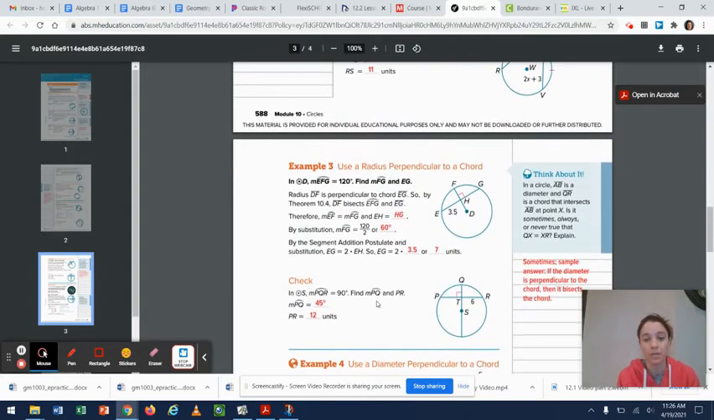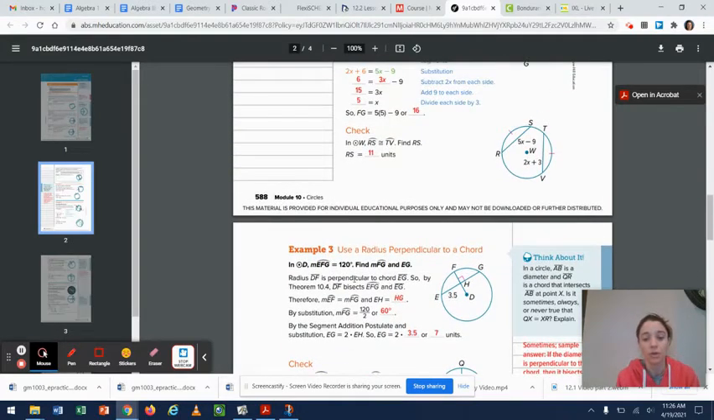All right, in example 3, it says that you have a circle with EFG equal to 120. And we have to find the measure of arc FG and also the chord EG. Well, remember that if this is a perpendicular bisector, it will bisect this arc. So two things happen. I will know that this chord is being bisected, so H to G is also 3.5. I will also know that I can bisect this arc. So if this whole measure is 120, half of 120 would be 60. So from F to G would be 60.